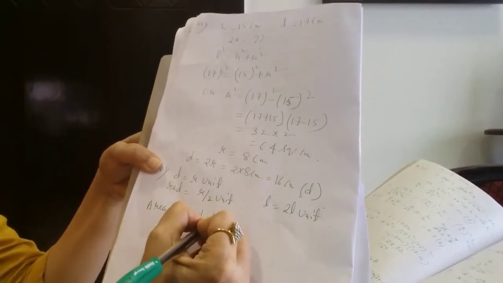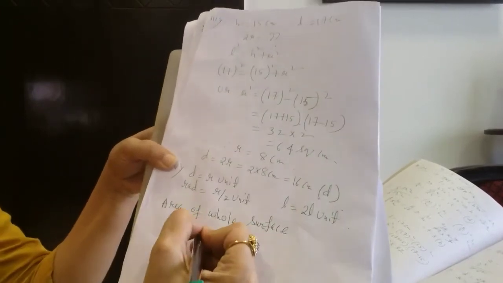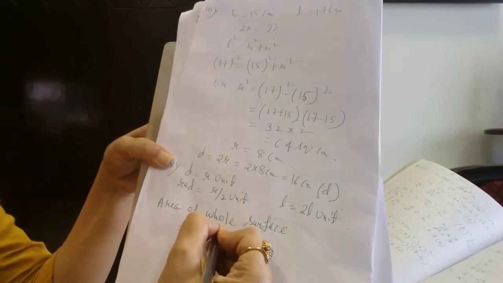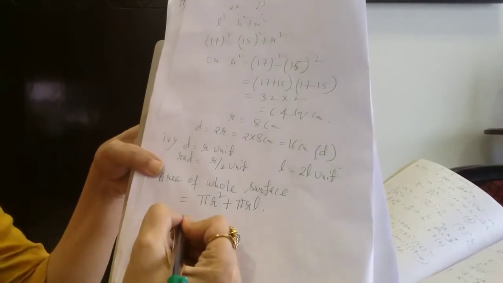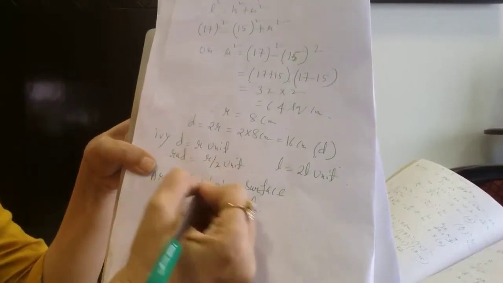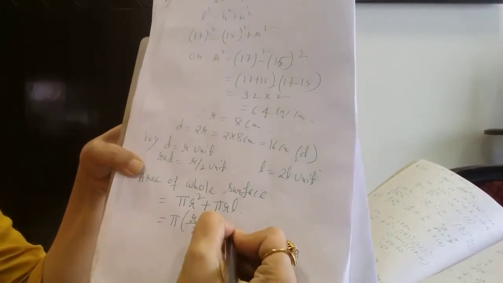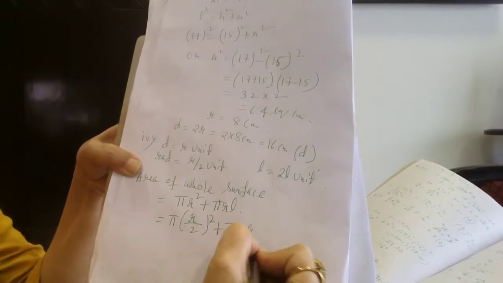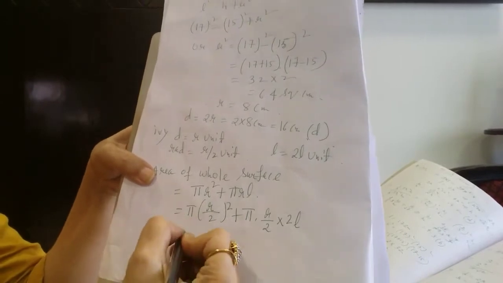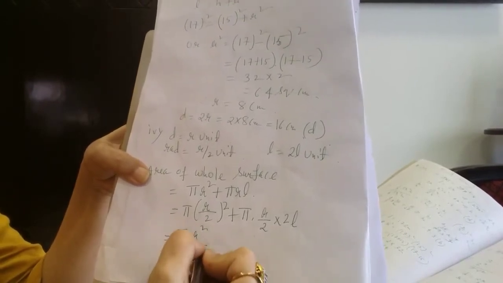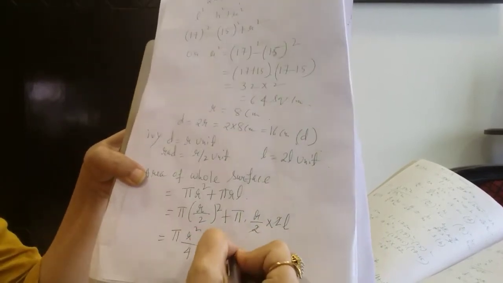Area of whole surface is pi r square plus pi r L square unit. Now here r means r by 2. So pi r by 2 whole square plus pi r by 2, and L means 2L as they have told here. Now open the bracket: pi r square by 4 plus, 2 and 2 will be cancelled out, pi r L.